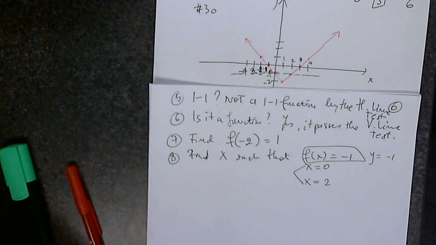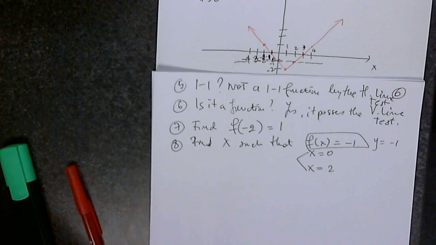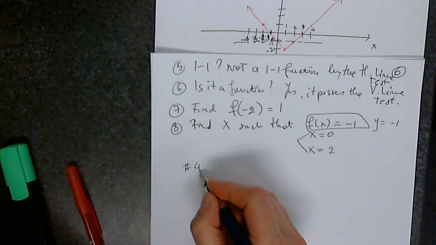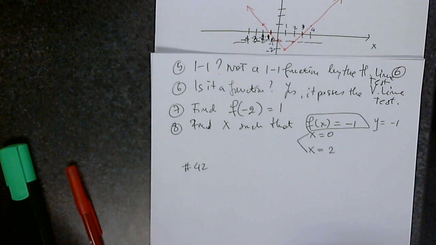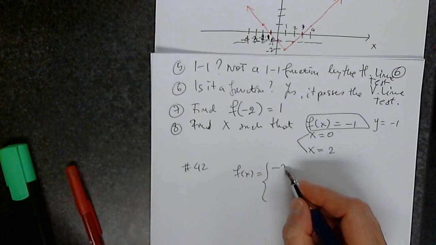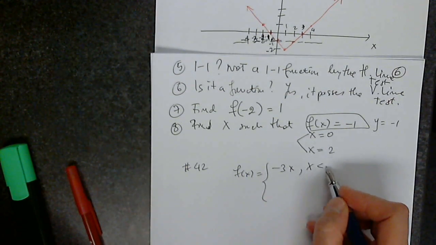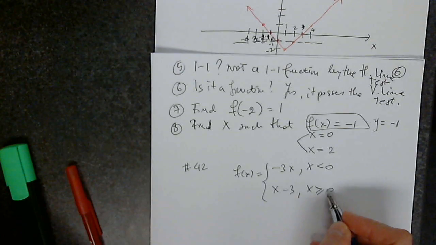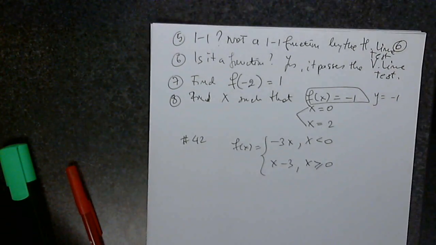Good. Very good. Let's move on to graphing a piecewise defined function. Ready? I hate that. You can write one thing 5 different ways, and then I do it wrong. 42. F of x is negative 3x for x less than 0, and x minus 3 for x greater than or equal to 0. 2 minutes.